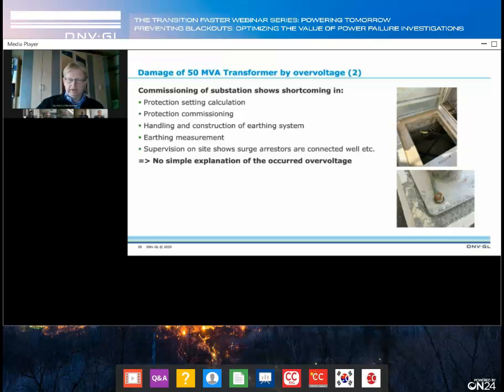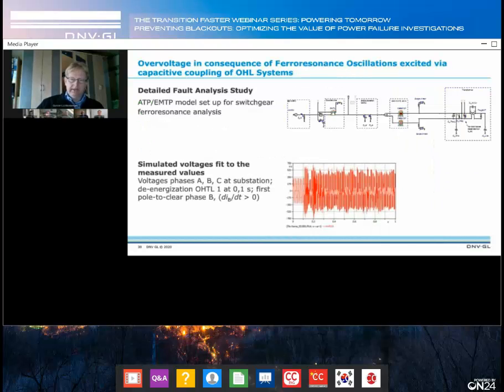So the first assumption from our side was that there can be no simple explanation that the acute overvoltage comes from the earthing system itself. What we did then was simulate the system with EMTP, ATP, and model the switching behavior which happens. And then we saw that our simulated results fit the measured results.